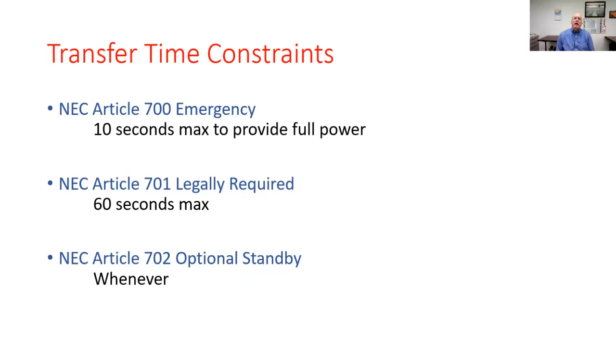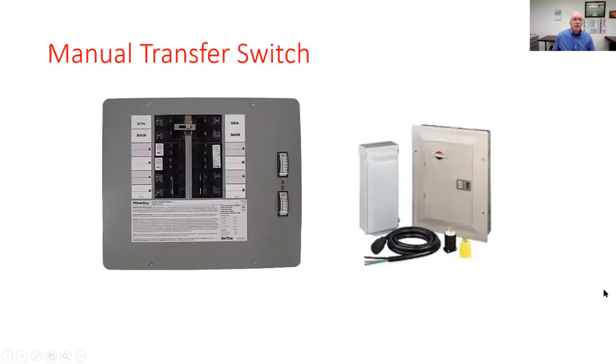If it's legally required, where we want to get people out of that office building, you have 60 seconds max to fire up that generator, get it up to full speed, and kick in, and then put on some lights or power up some elevators, etc. Article 702, the subject of today's vlog, is optional standby, and the transfer can happen whenever. Nobody's concerned about it.